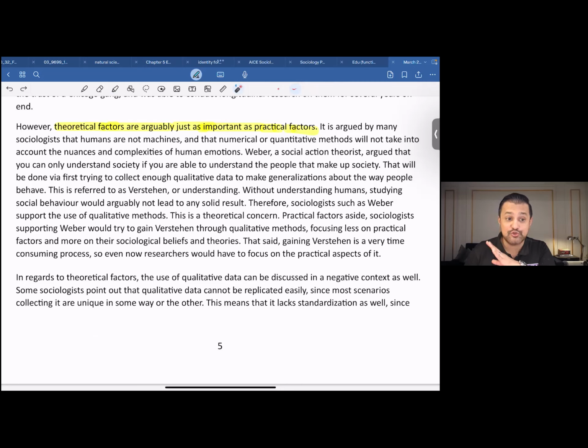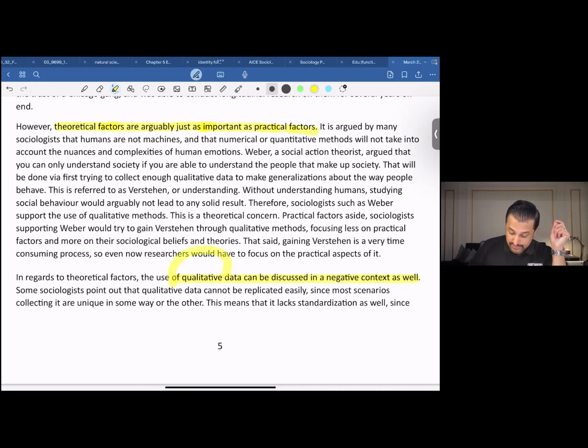Practical factors aside, sociologists supporting Weber would try to gain firsthand insight through qualitative methods, focusing less on practical factors and more on the sociological beliefs and theories. That said, gaining firsthand insight is a very time-consuming process, so even now researchers would have to focus on the practical aspects of it. Moving on, number 2, in regard to theoretical factors, the use of qualitative data can be discussed in a negative context as well.